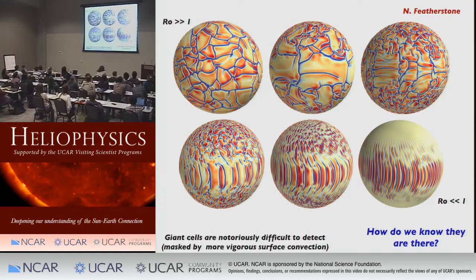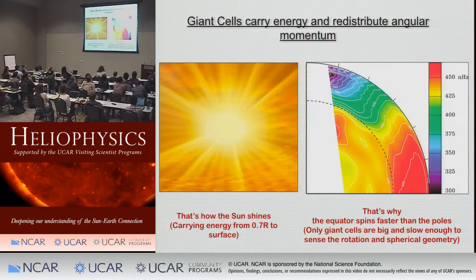But how do we know that we're there? The giant cells are very difficult to detect at the surface. People have been looking for a long time. Our main diagnostics for probing the internal solar convection are, first, how the sun shines, which carries a heat flux from 0.7 solar radii to the surface. The other diagnostic we have is helioseismology. Helio meaning the sun, seismology meaning sound waves.